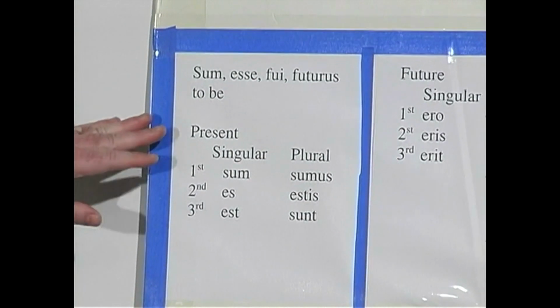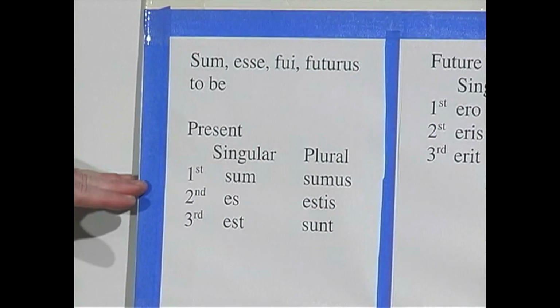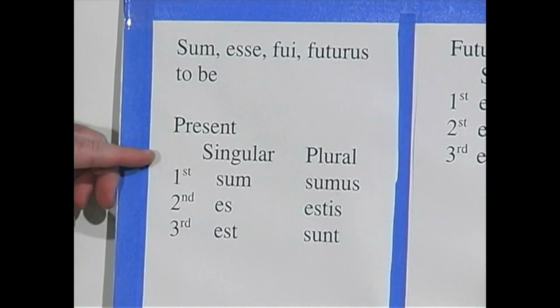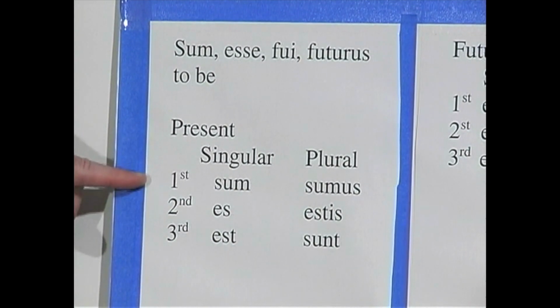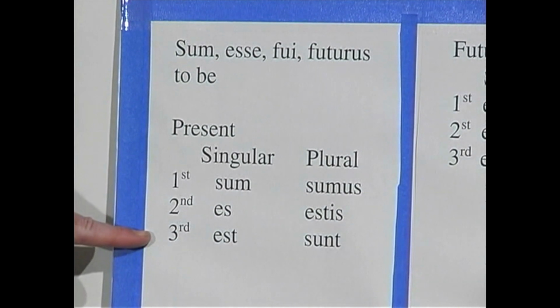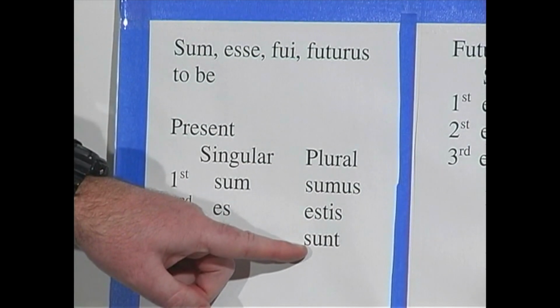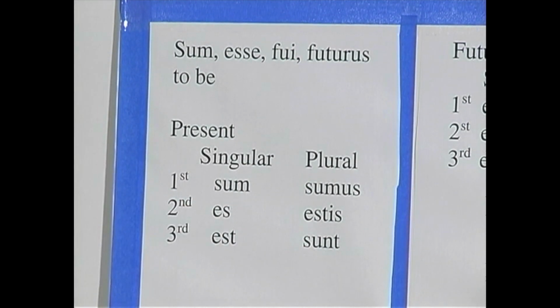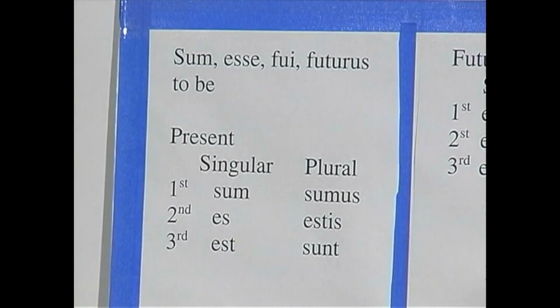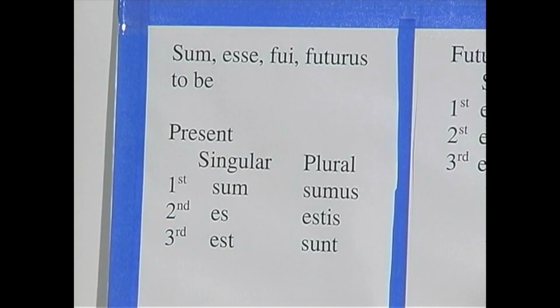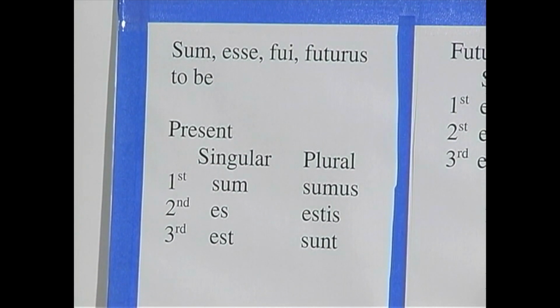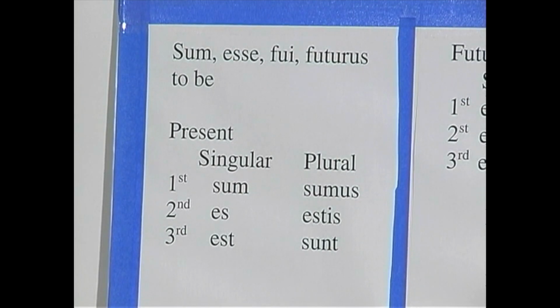The present is conjugated as follows. Remember, first person, second person, third person refers to I, you, he, she, it. In the plural, we, you plural, they. And the conjugation goes: sum, es, est, sumus, estis, sunt. Please repeat. Sum, es, est, sumus, estis, sunt.